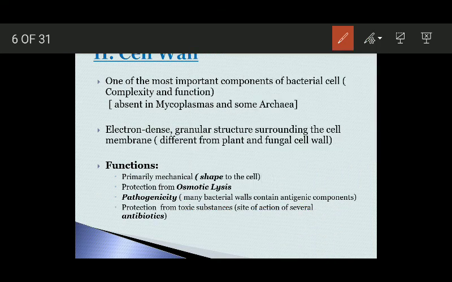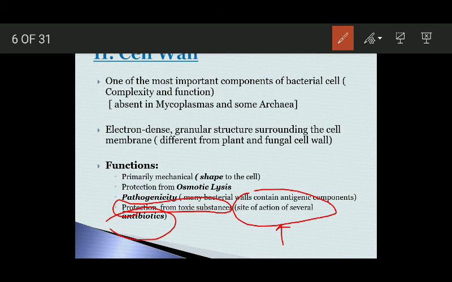One more function of the cell wall is that it provides protection from some toxic substances. Due to this fact, a number of antibiotics have been developed which specifically target the cell wall of bacterial cells.